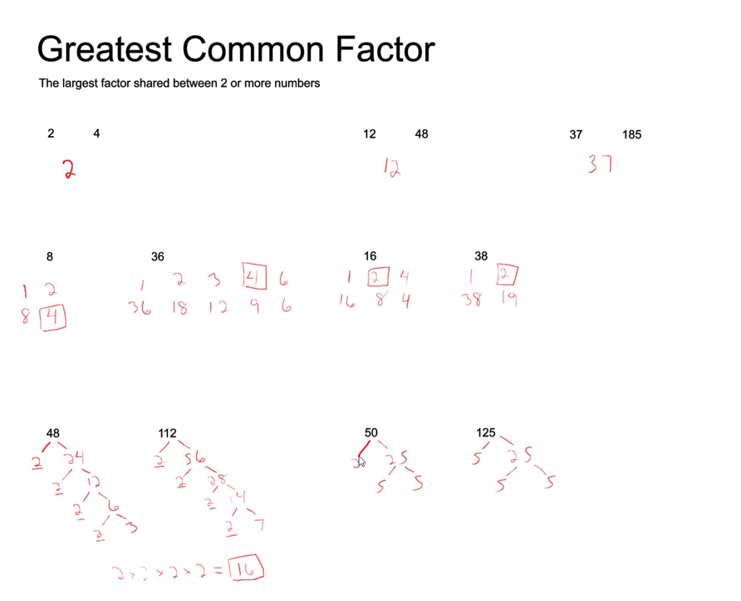Now we notice that 50 has 5 showing up 2 times, and 125 has 5 showing up 3 times. However, they only share 5 twice. So we take 5 and multiply it by 5 to get the greatest common factor between 50 and 125. That leaves us with 25.